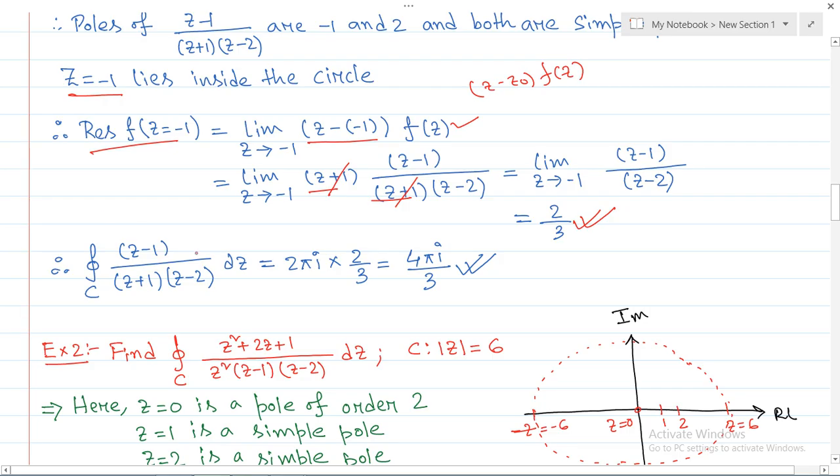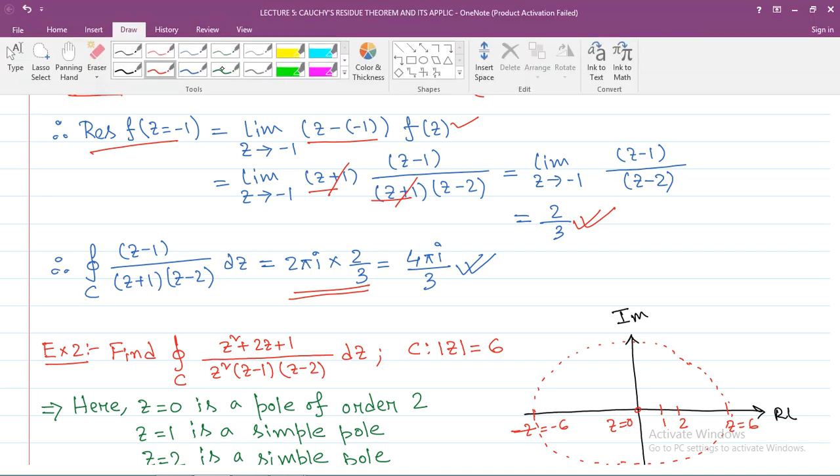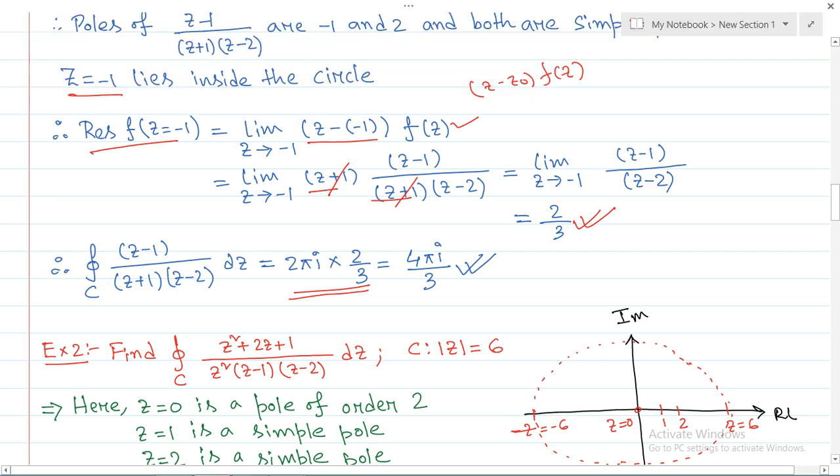Therefore the value of the integration will become 2 pi i, as per the formula, 2 pi i into the sum of all the residues. Since we are having only one residue, that is 2 by 3, 2 pi i multiplied with 2 by 3, so the answer is 4 pi i by 3. Now let us come to the next question.